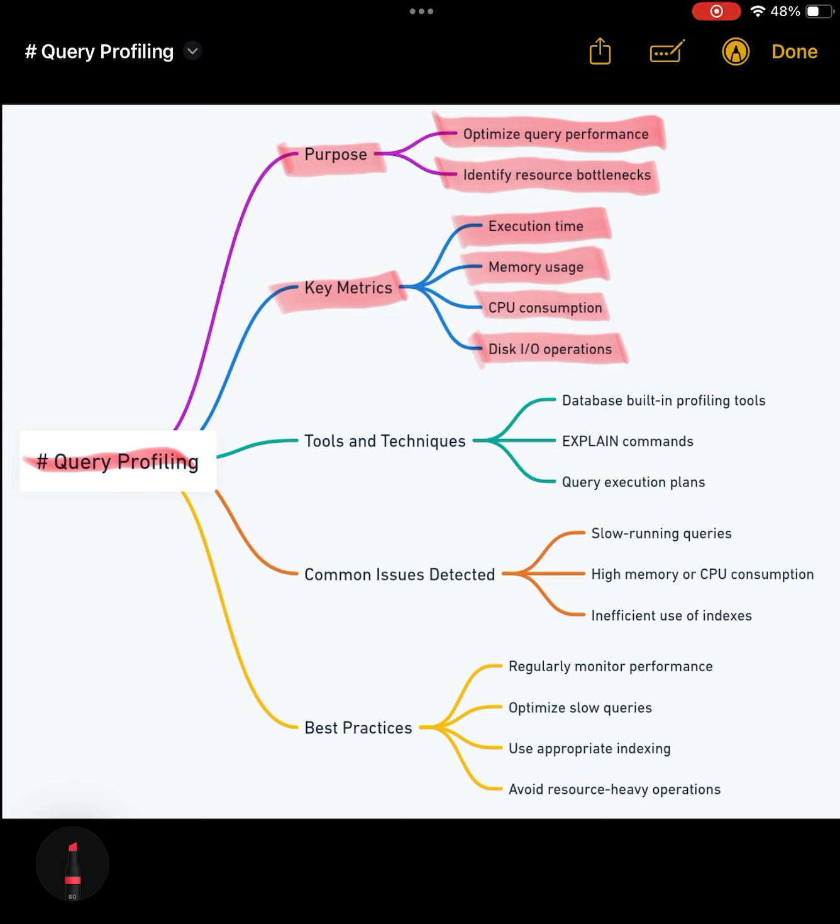3. Tools and techniques. Various tools and techniques can be used to perform query profiling, helping to diagnose and optimize queries. Database built-in profiling tools. Many databases, such as MySQL, PostgreSQL, and SQL Server, come with built-in profiling tools or extensions that allow users to analyze query performance. Explain commands. Most relational databases offer an explain command that provides details on how the database executes a query. It shows the query execution plan, which helps in understanding how data is accessed.